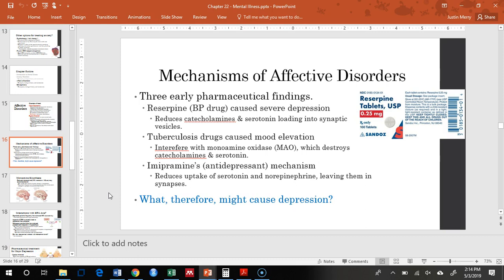imipramine, was an antidepressant where it turns out that it helps to reduce uptake of serotonin and norepinephrine. Serotonin, at least, is common across all these three. Norepinephrine is also kind of in the same category. So serotonin, norepinephrine, all these things are monoamines. If we go back to chapter 5 or 6, where we covered neurotransmitters, we had monoamines as one major category of neurotransmitters. We had amino acids, and then we had peptides. So all these guys that are listed on here are monoamines.